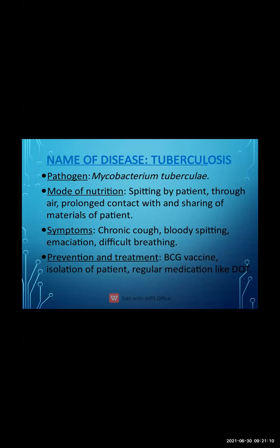Then what are the symptoms? Cough, bloody spitting, difficulties in breathing. These are the symptoms. And how can you prevent tuberculosis? By getting vaccinated. BCG is the injection vaccine which is to be taken, the patient should be isolated in hospitals, and there should be regular medication like DOT. DOT is the name of the medicine which is preferred for tuberculosis.